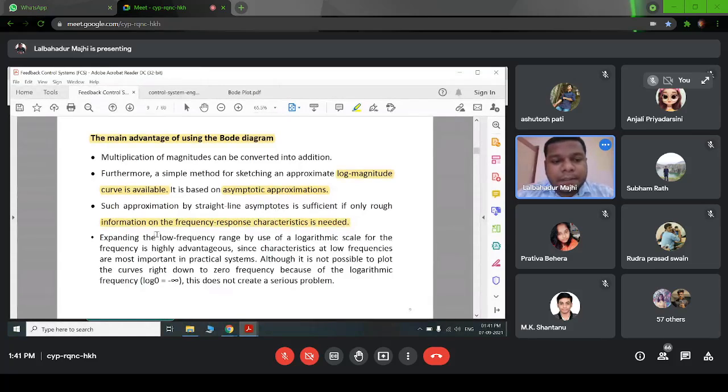Expanding the low frequency range by the use of a logarithmic scale for the frequency is highly advantageous, because you are going to use the logarithmic scale in this Bode diagram. Characteristics at low frequencies are most important in practical systems. Although it is not possible to plot the curve right down to zero frequency, because log 0 is minus infinity, it is not a big problem that we are not starting from zero frequency.